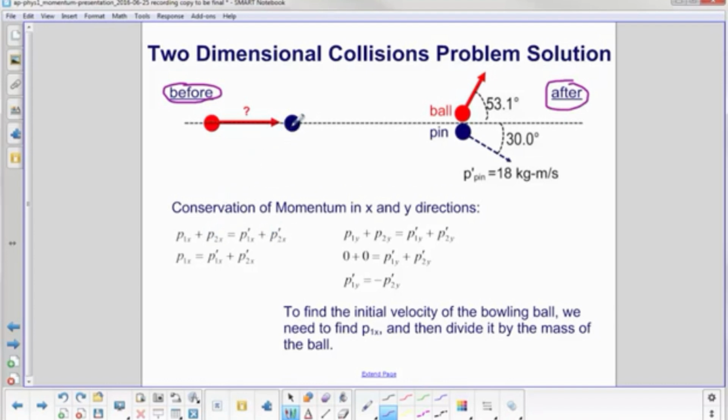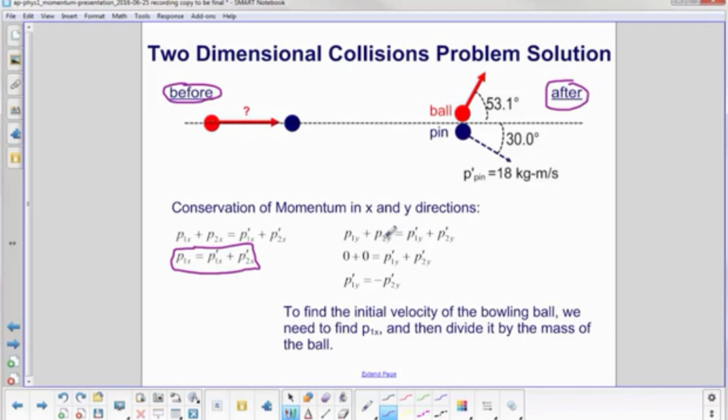P2x, the initial momentum of the pin, is 0, so that cancels out right away. So we're left with our conservation of momentum in the x direction. The y direction has a similar equation, except instead of x we put y.